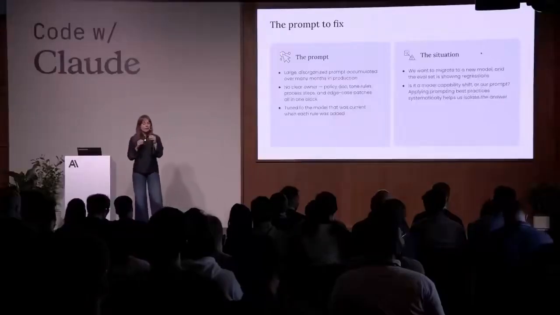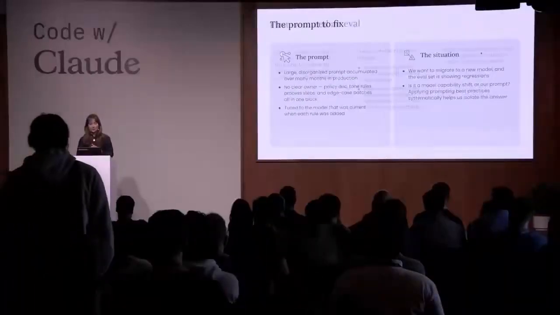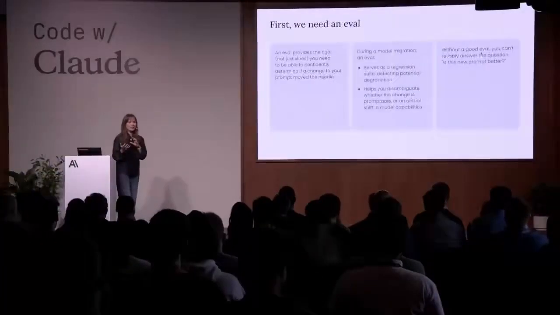So imagine that we have a prompt that multiple people have been collaborating on, contributing to. There's no clear owner. It covers a lot of different areas like policy, like tone, processes. We have some patches for previous models that we've migrated to, all mixed together. It's built up and it's complex. And when we're migrating to a new model, we're finding that suddenly a lot of our test cases are no longer working as well as we expected. So what's actually going on here?